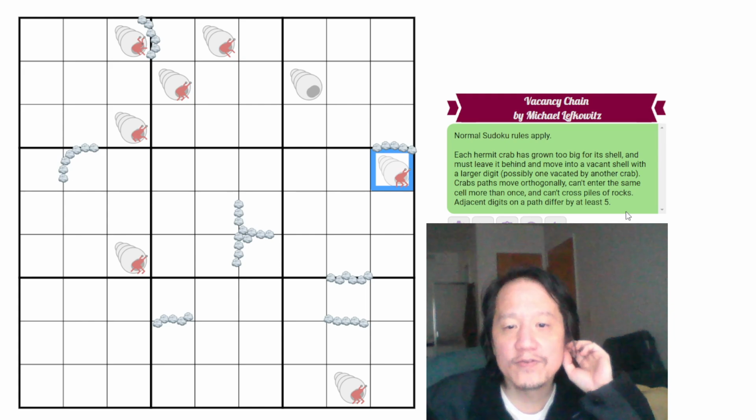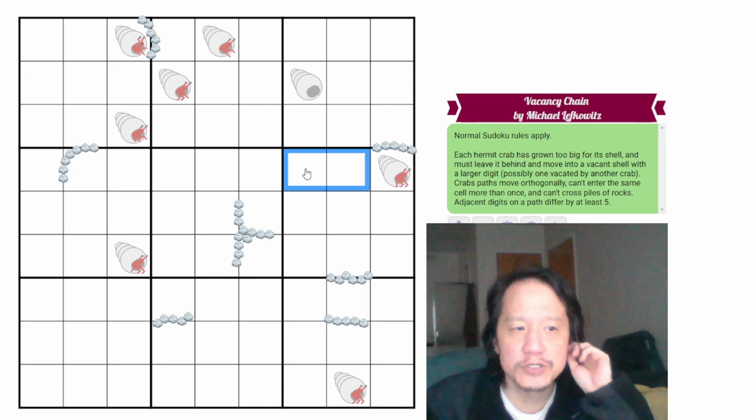Crabs' paths move orthogonally, and orthogonally means that they share an edge. So these two cells are orthogonally adjacent. These two cells are not. They are diagonally adjacent. So the crabs cannot move diagonally. They have to move orthogonally, so it's in this direction, or this direction.